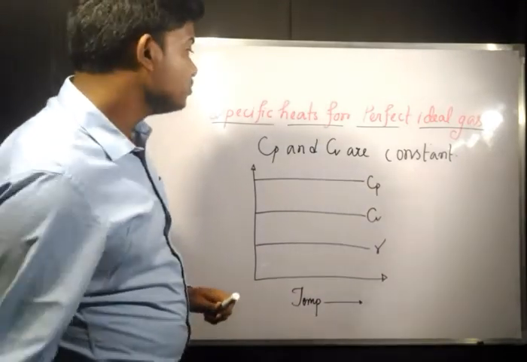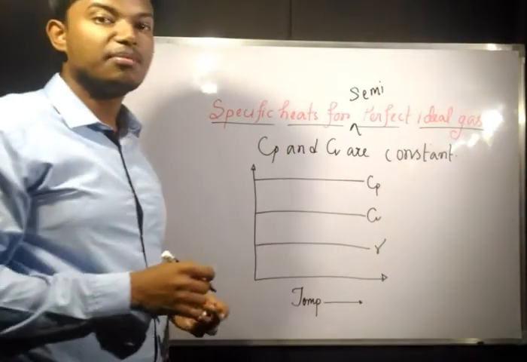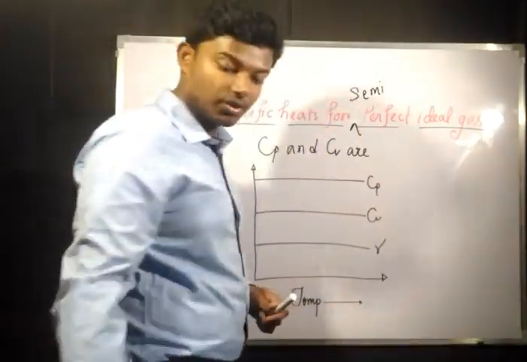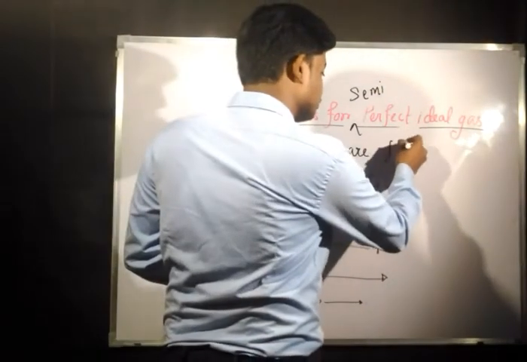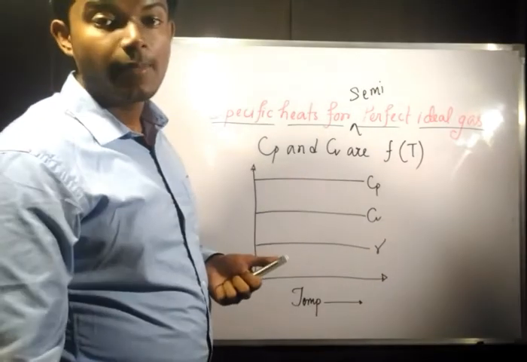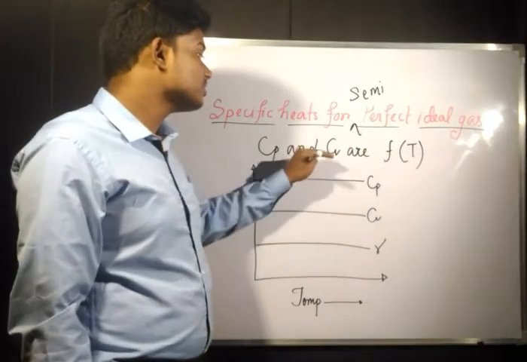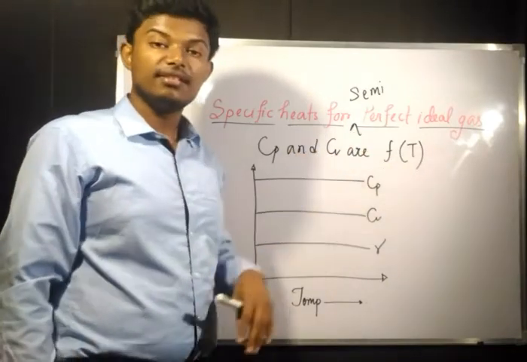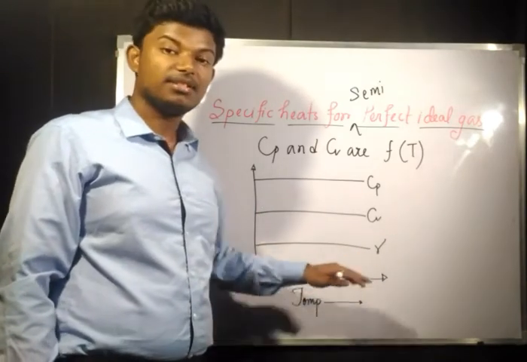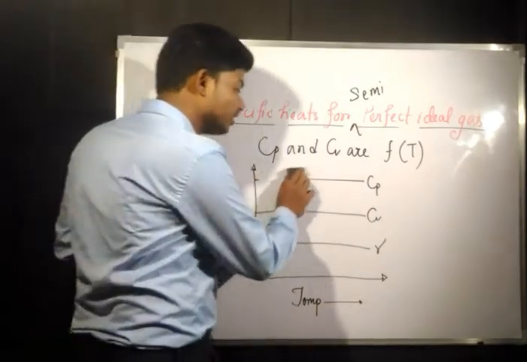Now what happens if we consider specific heat for semi-perfect gases? Cp and Cv become functions of temperature. For semi-perfect ideal gas, the Cp value and Cv value increase with respect to temperature. But gamma, which is the ratio of these two, decreases with the increase of temperature.